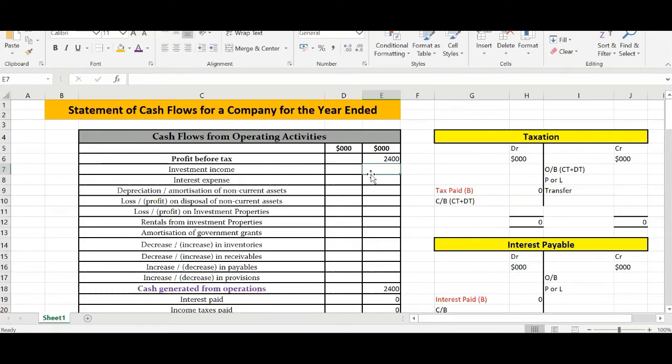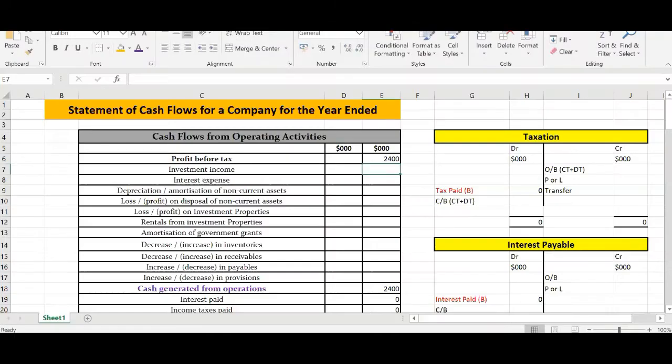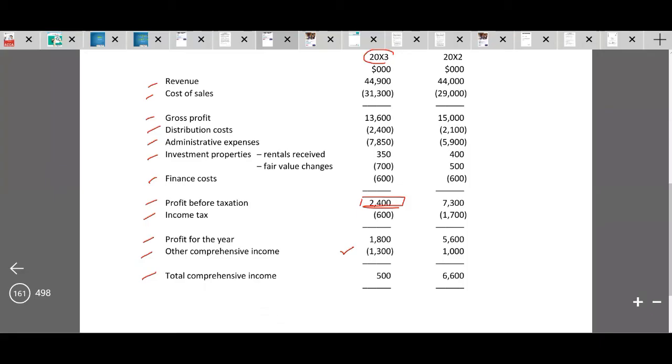All right, then you have the investment income. Let's go back and see whether we have any investment income, interest income in the statement of profit or loss. No, we do not have any such thing. All right, then again, do we have the interest expense, which is the finance cost? Yes, we have the finance cost, which is 600.